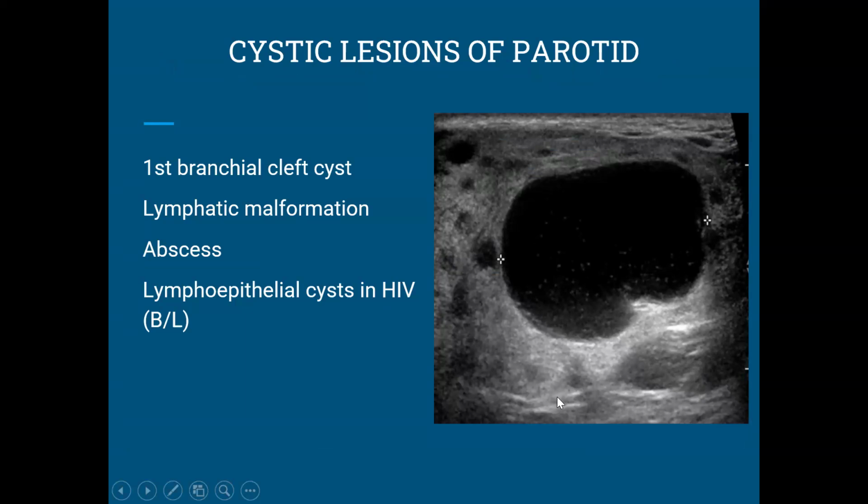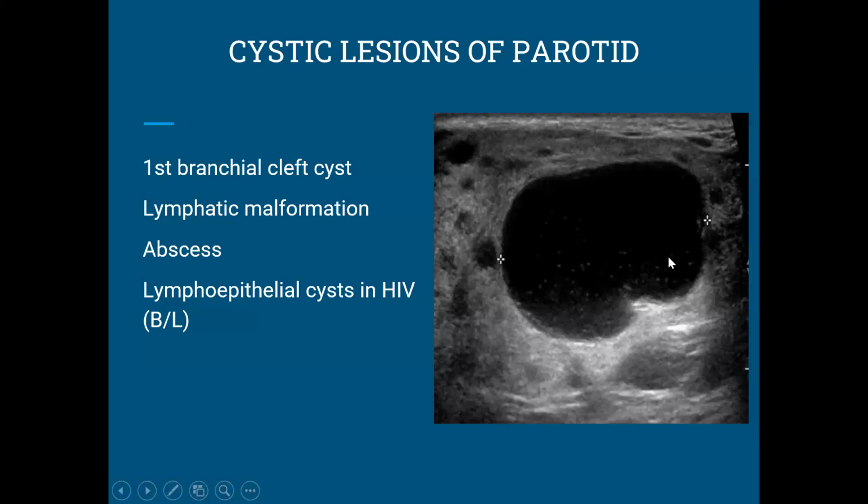Lastly, we can have cystic lesions in the parotid, and the differentials for the cystic lesions in the parotid include first branchial cleft cyst, lymphatic malformations, and abscess, and lastly lymphoepithelial cysts, which are usually seen in HIV patients. We can also have bilateral lymphoepithelial cysts in an HIV patient.